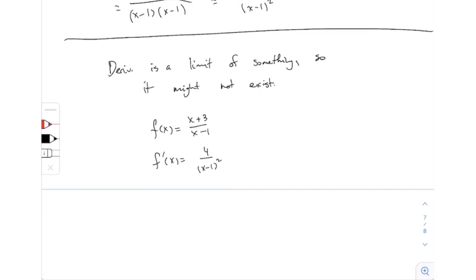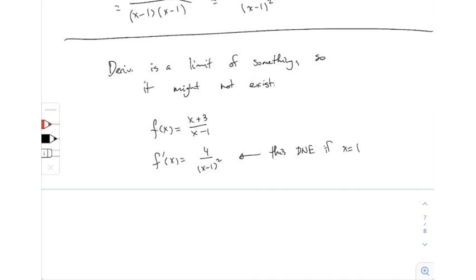And you will notice the derivative here does not exist if x equals 1, right? Because if I were to use x equal 1 in the denominator there, it would give me a 0 in the denominator. So the derivative does not exist at x equals 1 in this case.